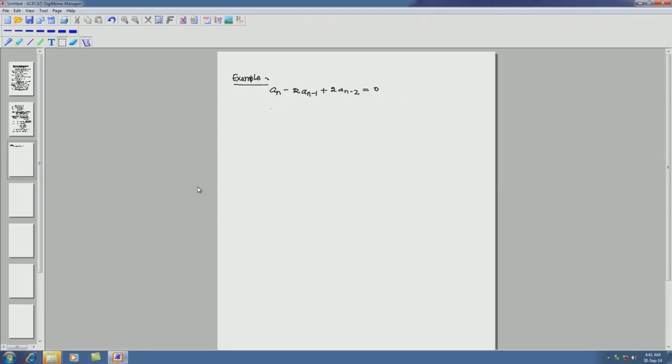Now, again we take a n equal to c times r to the power n to obtain the characteristic equation. First we get c r to the power n minus 2 times c r to the power n minus 1 plus 2 times c r to the power n minus 2 equated to 0. So, we get c times r to the power n minus 2 times r square minus 2 times r plus 2 equal to 0, which leads us to the characteristic equation r square minus twice r plus 2 equal to 0. Now, we solve it.